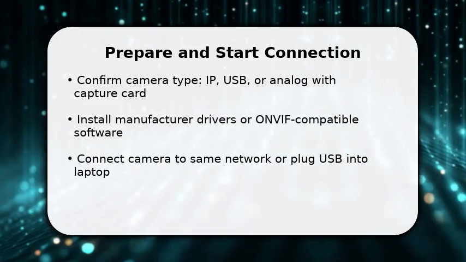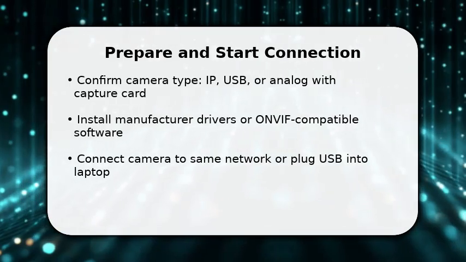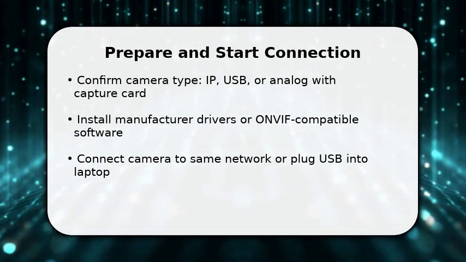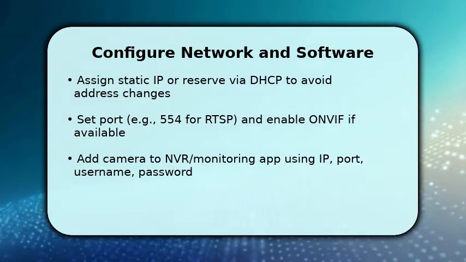Make sure to use an Ethernet cable for stability if wireless seems flaky, and note the default login to change later. Once you have an IP, reserve it in your router or set a static address on the camera. This prevents connection breaks when addresses change.